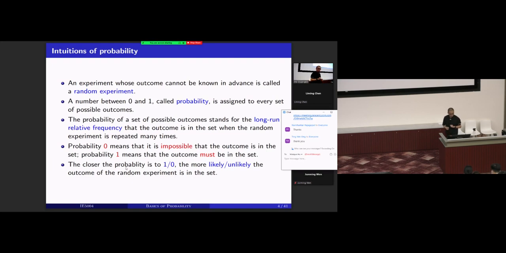And on the contrary, probability one means that you perform the experiment many, many times, and each time, you see the outcome is in the set, which means that this set must happen. The outcome must be in the set. The set is big enough, right? So probability one means that the outcome must be in the set. And also, the closer the probability is to one, the more likely it is that the outcome is in the set you're interested in. If the probability is closer to zero, it means that it's unlikely to be in the set you're interested in, right? So it's pretty intuitive.